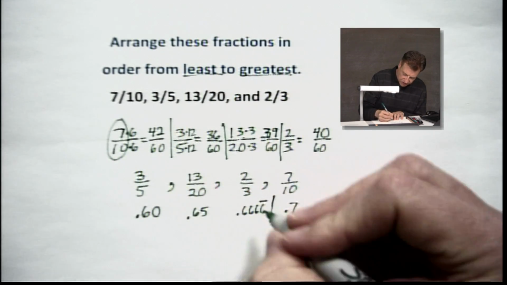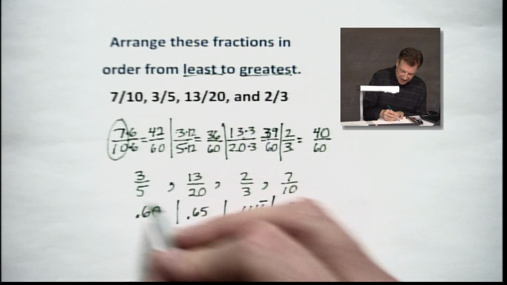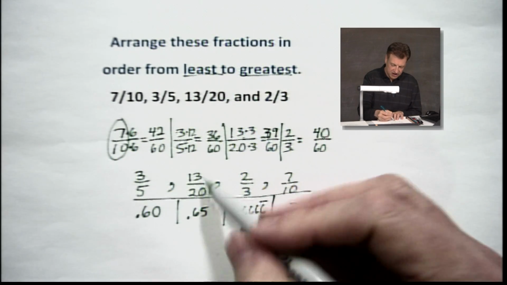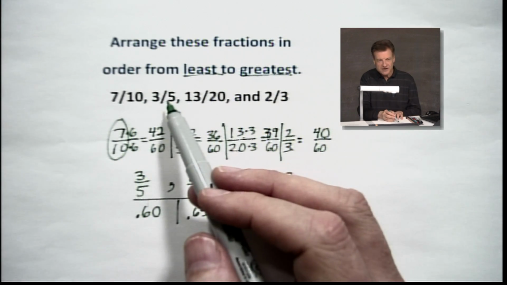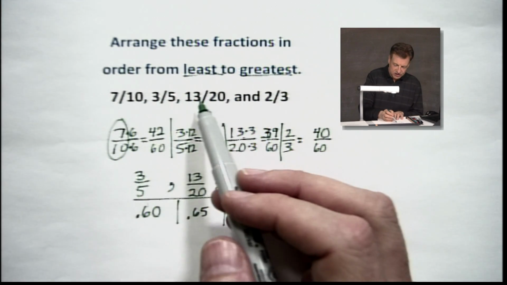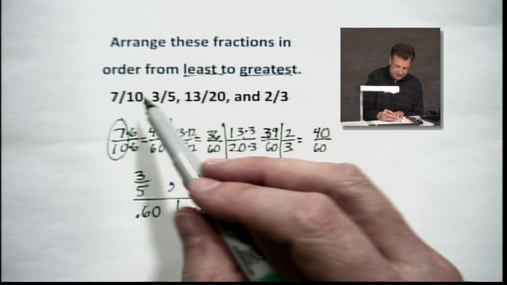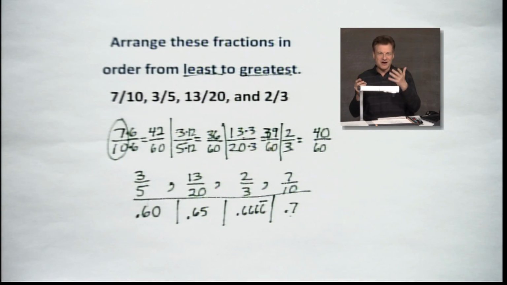So for those of you who like those decimals to work them out, they still work beautifully. They match up right here, here, here, here. Definitely 3/5, the least, 13/20, second place, third place, 2/3, and last but not least, definitely, it was the greatest, right, is 7/10. So there you go, problem of the day.